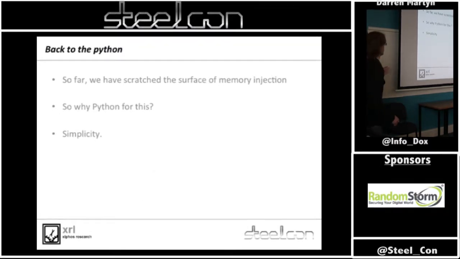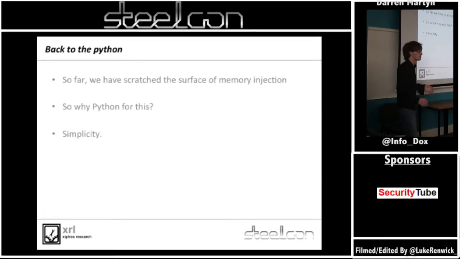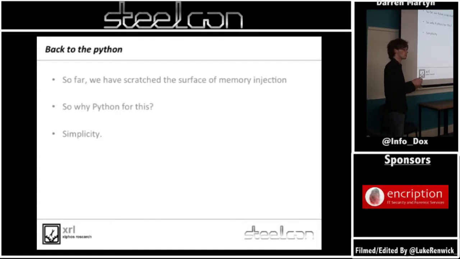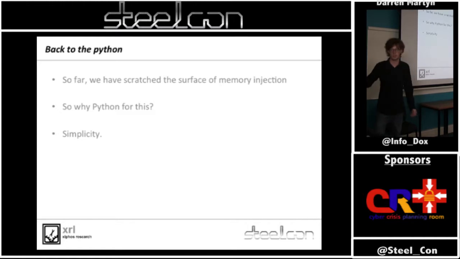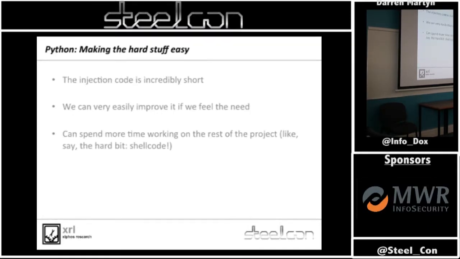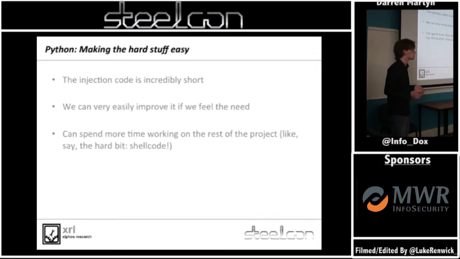So back to Python. We've looked at the base of what memory injection is. So why aren't we doing this in C or assembly? Why aren't we writing a shellcode that does this? Or why are we doing it in Java? You probably could, I don't know why you would, but Python, because it's simple. As you saw earlier, it's like 5 lines of code. So the injection code is really short, and we can easily improve it if we feel the need. We can make it more reliable, more robust, more portable. We spend more time on the rest of the project, because the hard bit is actually writing the shellcode to inject.